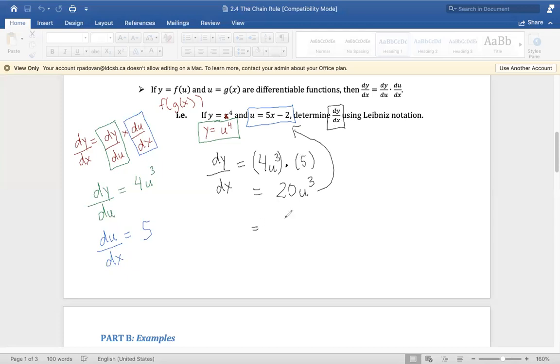So then that would be equal to 20. And then instead of u, replace u with 5x minus 2 and then still cubed. Okay. And if you notice, this is the exact same answer as our power chain rule was up above. So that's just showing again how there's 2 different ways of doing this question. You just have to pay attention to if it's asking you to use Leibniz's notation or by using the power chain rule. Okay, so just be careful with that. Let's do some more examples.